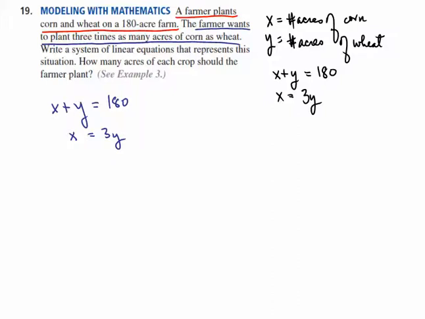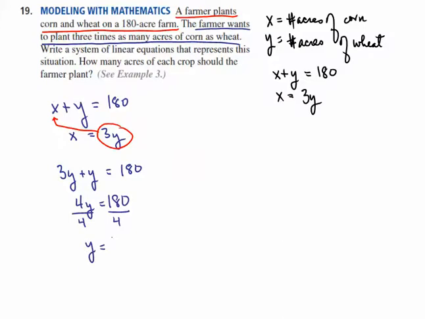Well, since we know another name for x, we can simply take that other name for x and substitute it for x in the first equation, giving us 3y plus y is equal to 180, or 4y is 180. Dividing both sides by 4, we get y is equal to 45, and that's 45 acres. That is the number of acres of wheat.